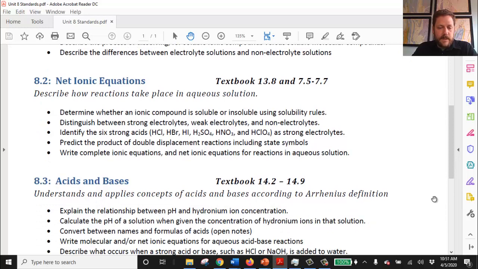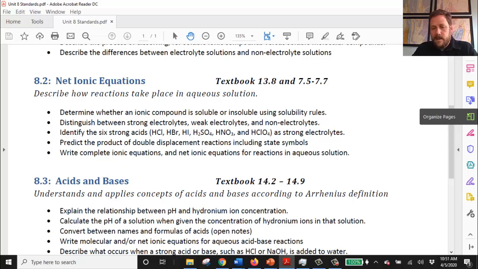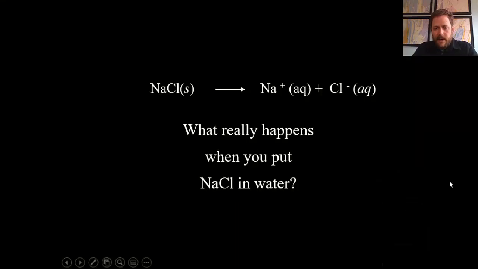The first two bullets in our objectives for this unit are about electrolytic versus non-electrolytic solutions and determining whether an ionic compound is soluble or insoluble using solubility rules. So let me first remind you a little bit about how salt dissolves in water. Salt is, of course, an electrolyte. In other words, it's going to form an electrolytic solution when it's dissolved in water, and that's because it dissociates into ions. And I've got an animation here which will kind of demonstrate what happens when you put salt in.